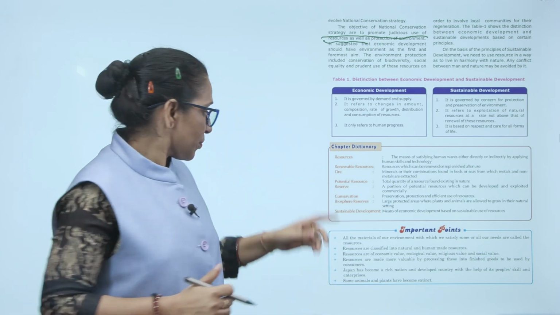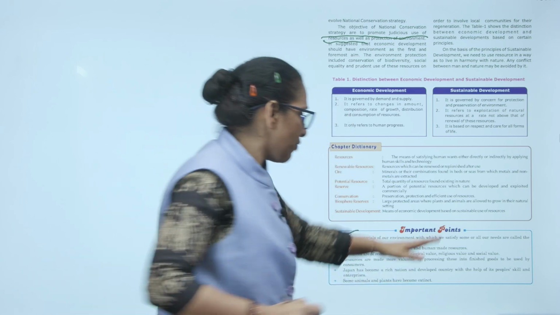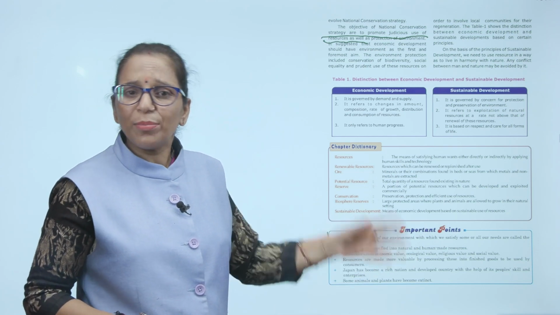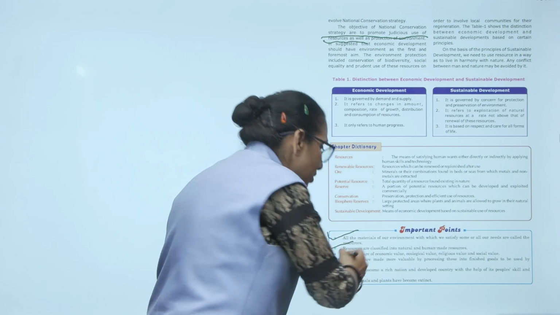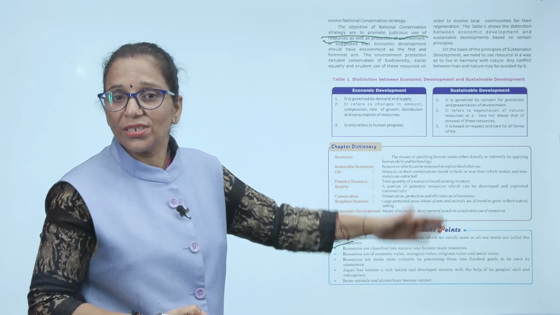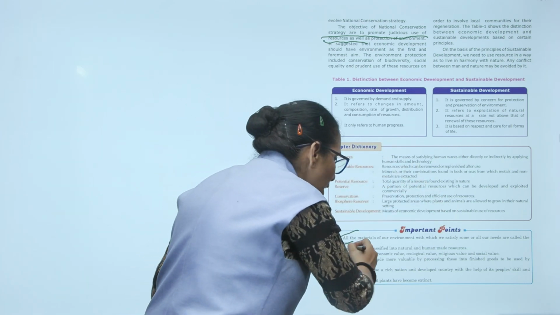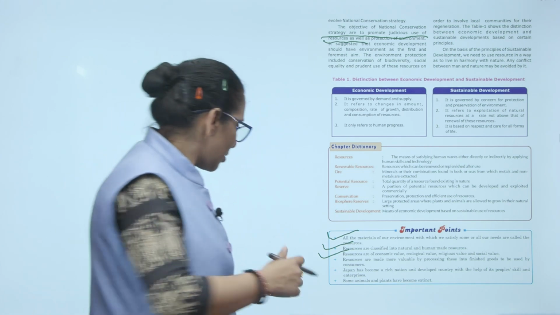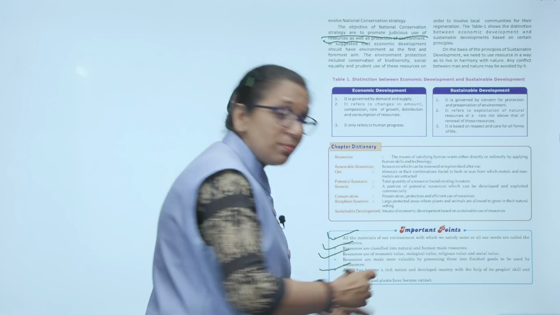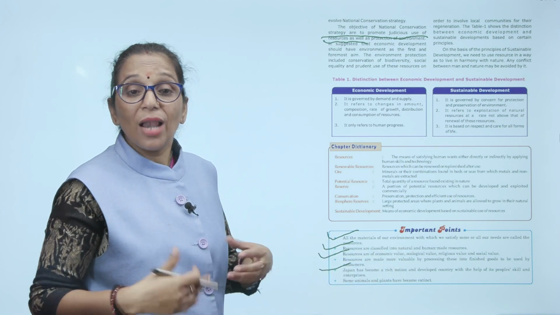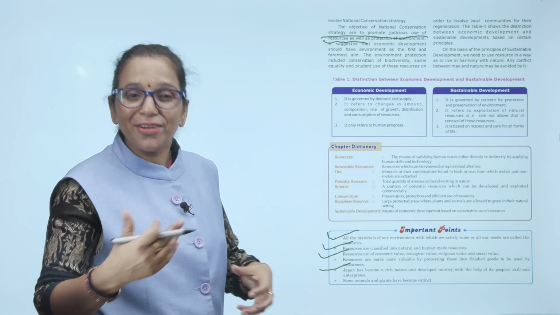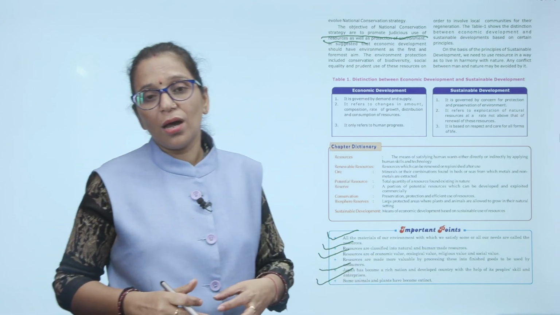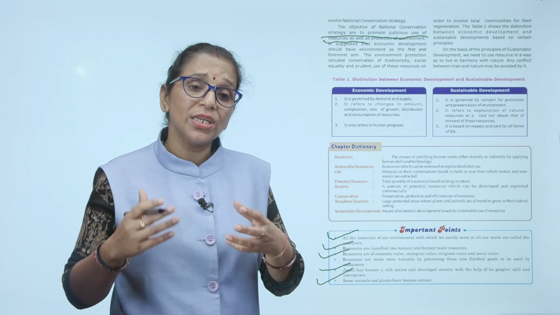Let's do a quick revision. Number 1, all the materials of our environment with which we satisfy some need are called resources. Resources can be classified into natural and human made, and resources have 4 values: economic, ecological, religious and social value. Then resources are made more valuable by processing them into finished goods to be used by the consumer. Then Japan became a rich nation and developed country with the help of its human resource by developing enterprise and skill. And some animals and plants have become extinct from the earth due to over exploitation. So we need to conserve them.